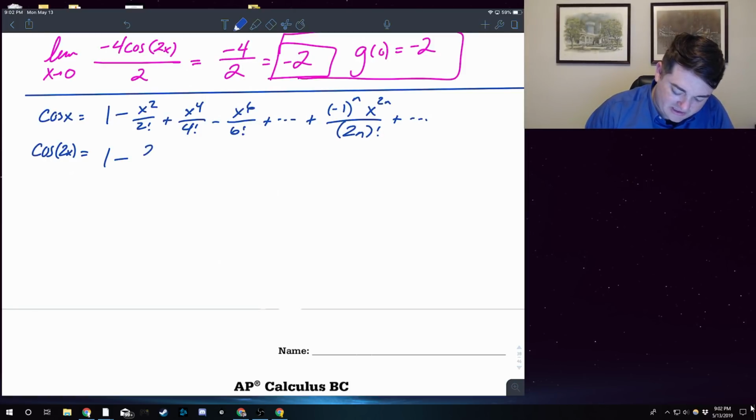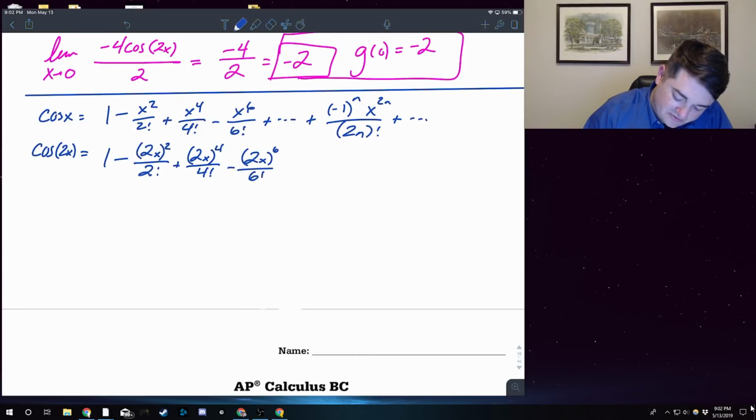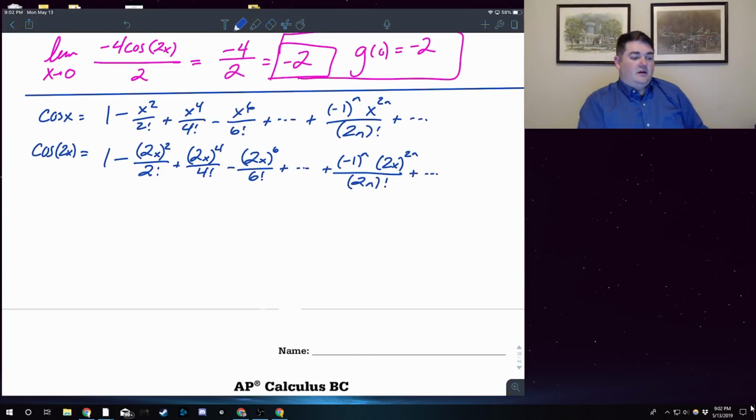So, 1 minus 2x squared over 2 factorial plus 2x to the 4th over 4 factorial minus 2x to the 6th over 6 factorial plus dot dot dot plus negative 1 to the n times 2x to the 2n over 2n factorial. Keep in mind, they asked for a general term. If you put a sigma in front, it's no longer a general term. This is kind of what they want to see if they ask for a certain number of terms and a general term: an infinitely long sum with a general term embedded in it. So that would be part B.